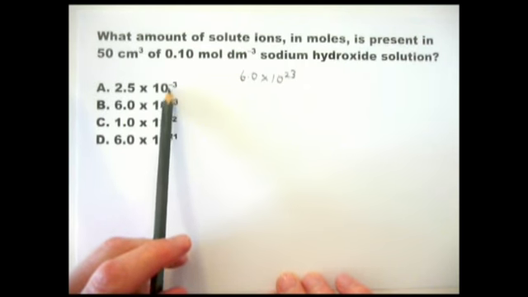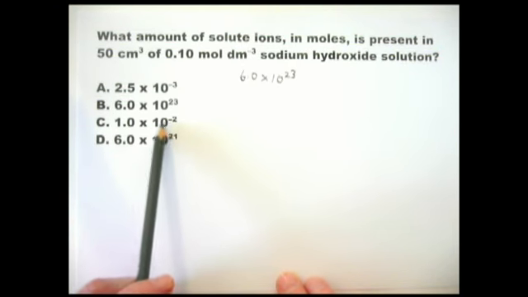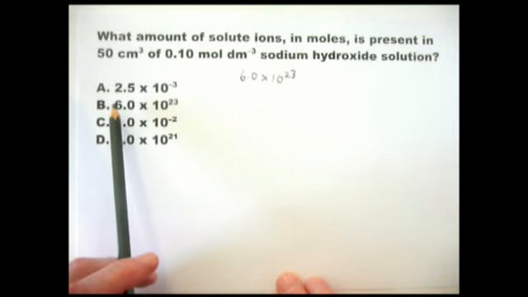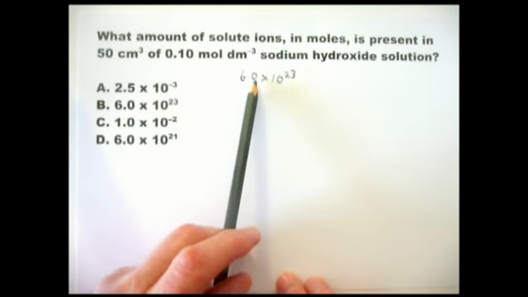It can't possibly be a number like that with a negative power. That's simply too small, so that's out. It can't possibly be this one. That's also a negative power. That's simply too small. Look at this one, 6.0 times 10 to the 23. That's our basic number for ions or molecules in a mole.